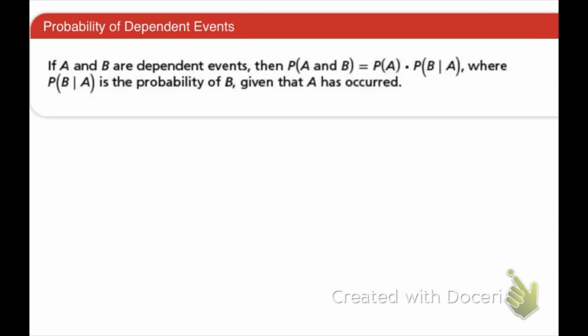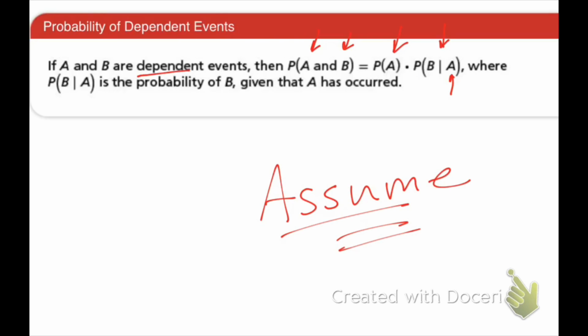So we say that the probability of dependent events, if A and B are dependent events, then the probability of A and B occurring is the probability of A occurring. That's the first event that will happen. And we're going to multiply it by this conditional probability, the probability that my second event occurs given that A already did occur. So we're going to assume that one event does occur.